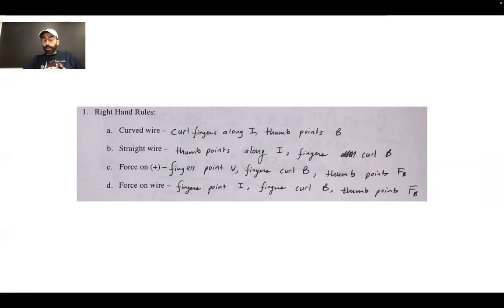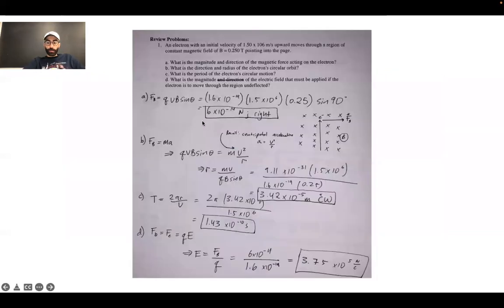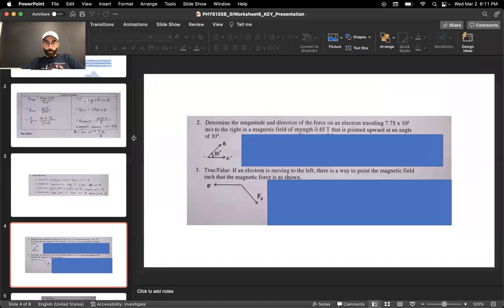Other than that, just be careful of how you denote each one. Let's dive into these key idea examples. In number 2, these are very light and general. We're going to be determining the magnitude and direction of the force on an electron that has a given velocity, to the right of a magnetic field with a 0.45 strength, pointed upward at an angle. So what equation do we use? We're going to be using that F subscript charge equation. Oh, I forgot I can't move these things when I'm on present mode.